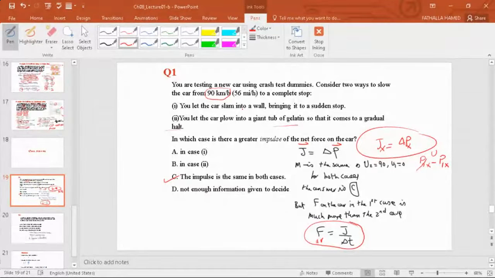But in this case, we say the impulse is the same. But if I ask about the average force, then it will be different. Okay.